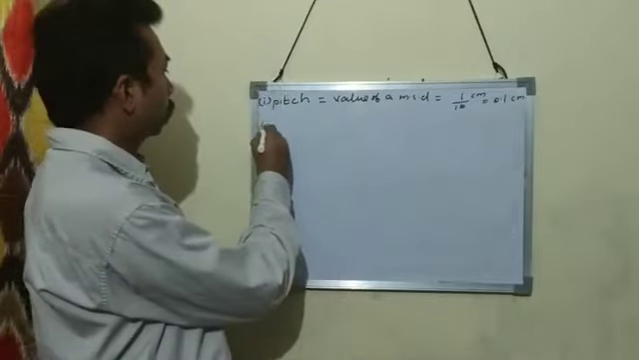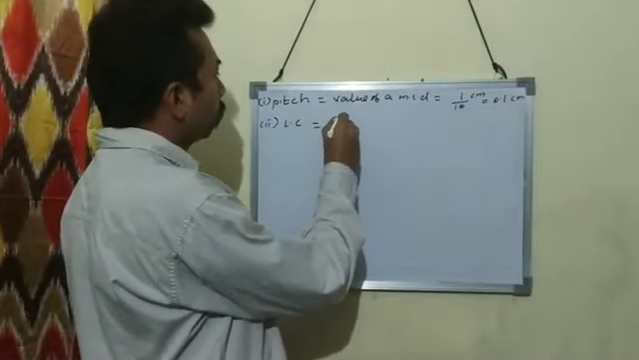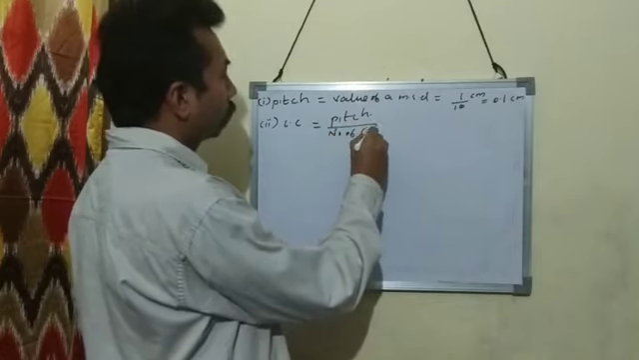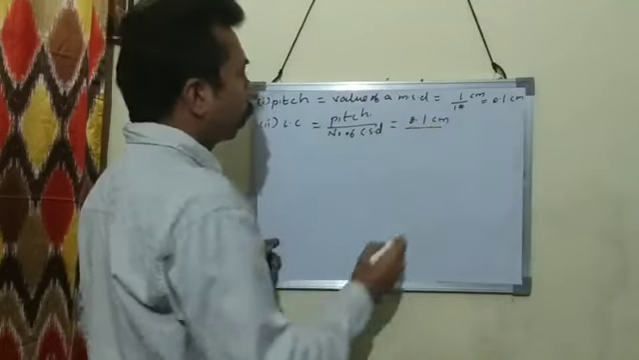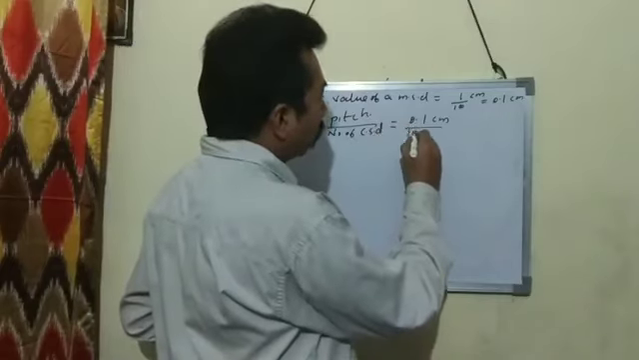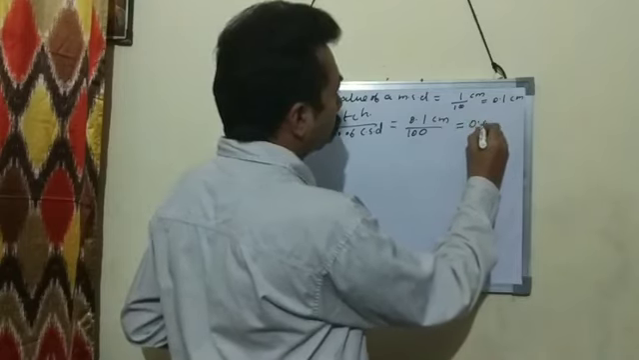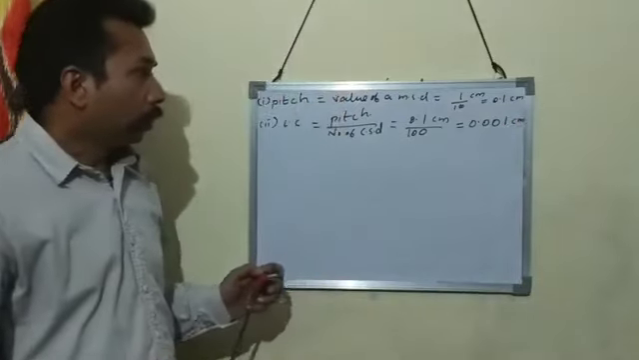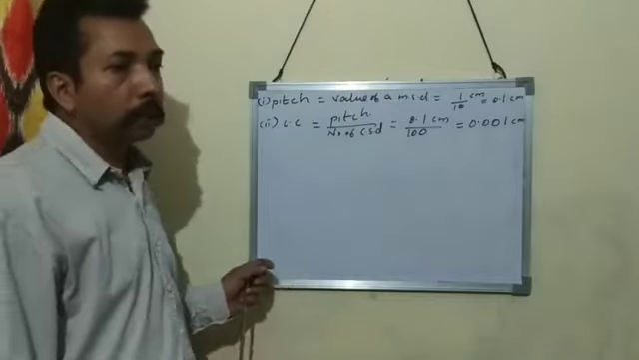Second part, we have to find the least count. Least count is equal to pitch upon number of divisions on circular scale. The pitch is 0.1 centimeter. The number of divisions on the circular scale is 100. So 0.1 upon 100 is equal to 0.001 centimeter. 0.001 centimeter is the least count of the screw.